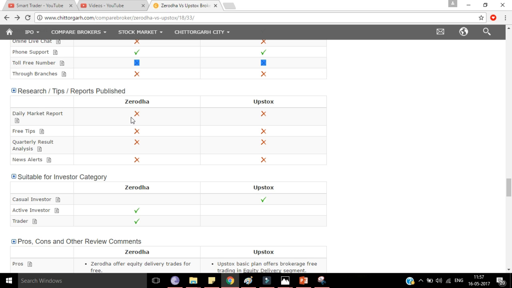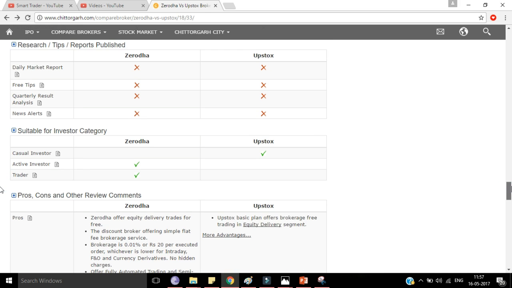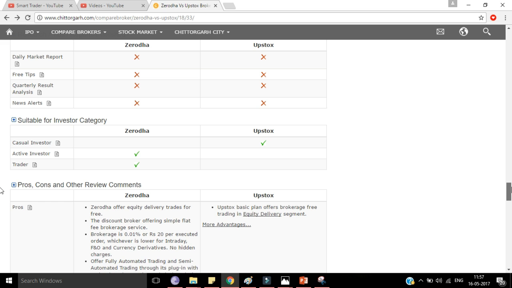So research and tips, daily market report, no. Free tips, no. Quarterly result analysis, no. SMS alerts, no. As you guys know, these are discount brokers and they cannot provide all these features for the money they are charging you guys.